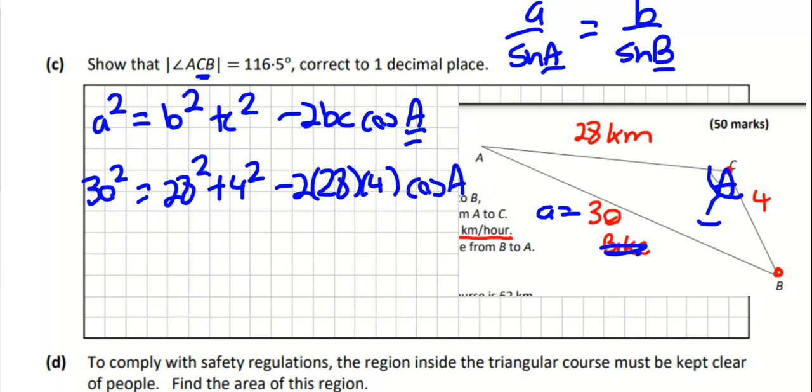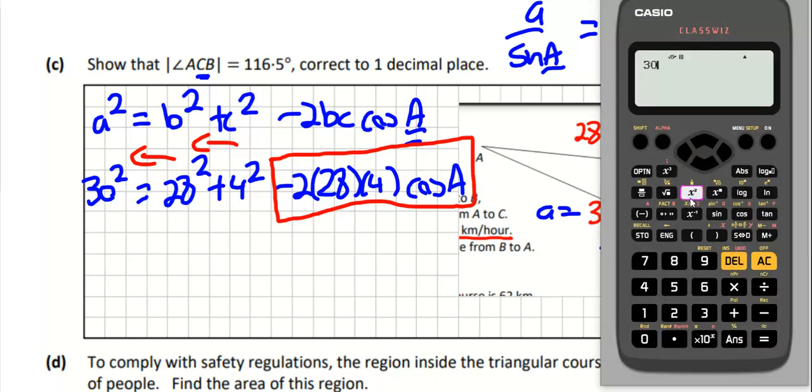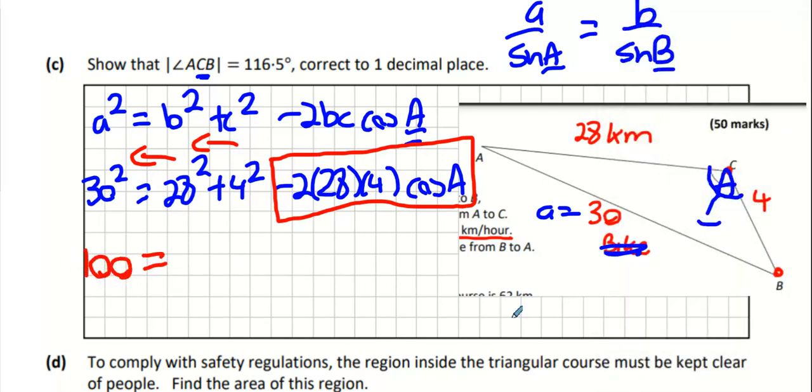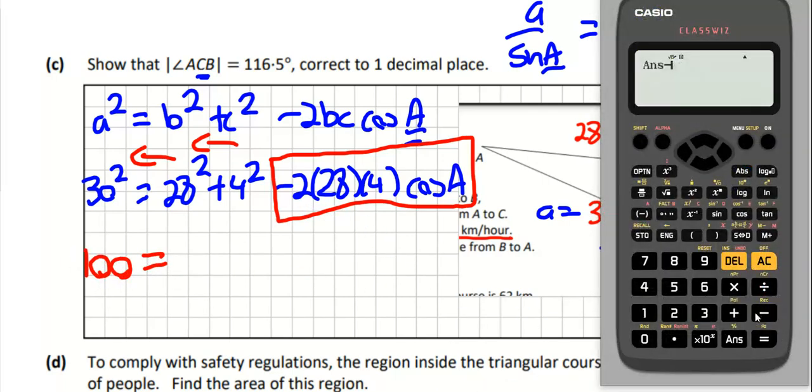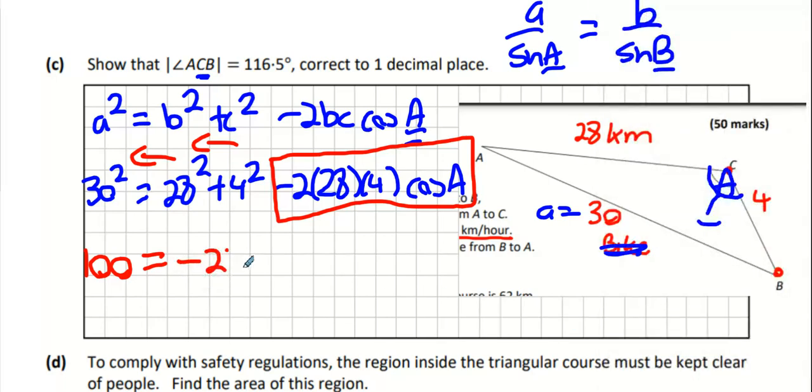A. Now this is an angle question, so we're going to put a defensive barrier around this because they're linked by multiplication. What we're going to do is 30 squared, take away 28 squared, take away 4 squared. So it's going to be 30 squared minus 28 squared minus 4 squared, because we're going to bring them over to the other side eventually. And what we're going to get there is 100. 100 equals, now we're going to do this part here, it's going to be minus 2 times 28 times 4, minus 224 cos A.